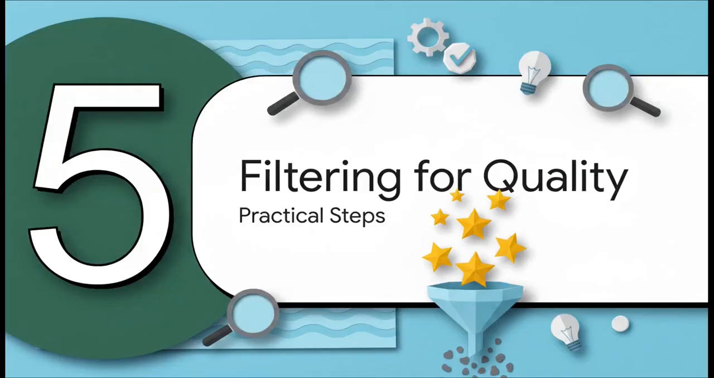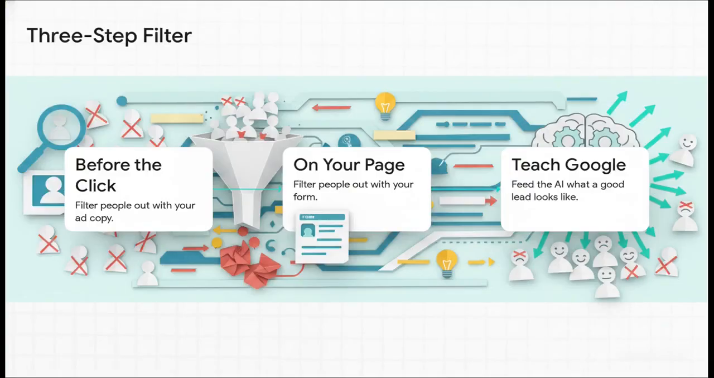Okay, so this all sounds good in theory, right? But how do you actually do it? Let's look at a couple of really practical ways you can start filtering for quality customers right away. It really breaks down into a simple 3-step process. First, you filter people out before they even click your ad. Then you filter them again once they land on your page. And finally, you close the loop and teach Google what a good lead actually looks like.